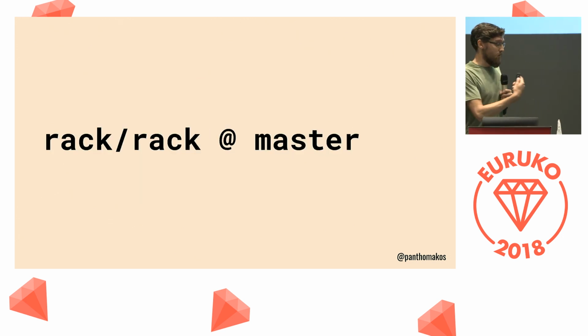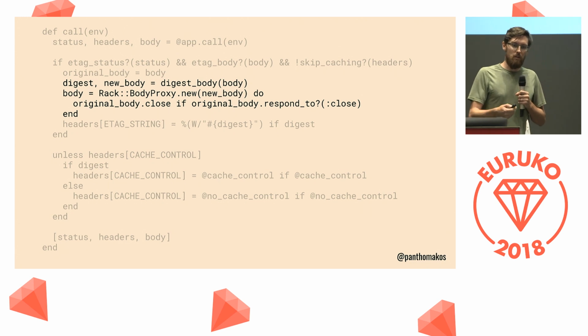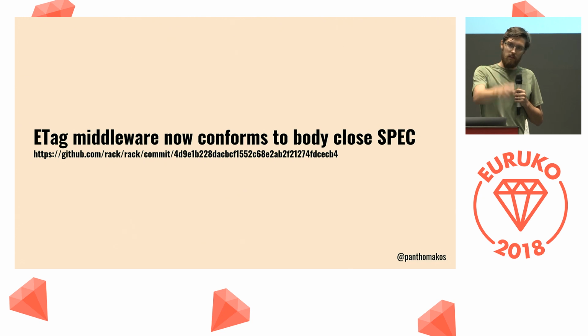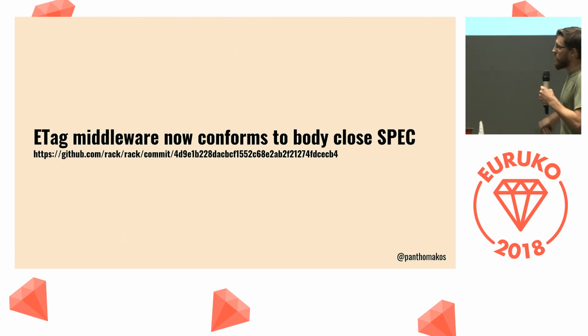And if I actually check on rack master now, I go to GitHub, go to rack master, and there's an expanded conditional. It has a body proxy, and that body proxy has a close call. That particular line of code was added in this commit. Very descriptive. Bug is actually fixed there.